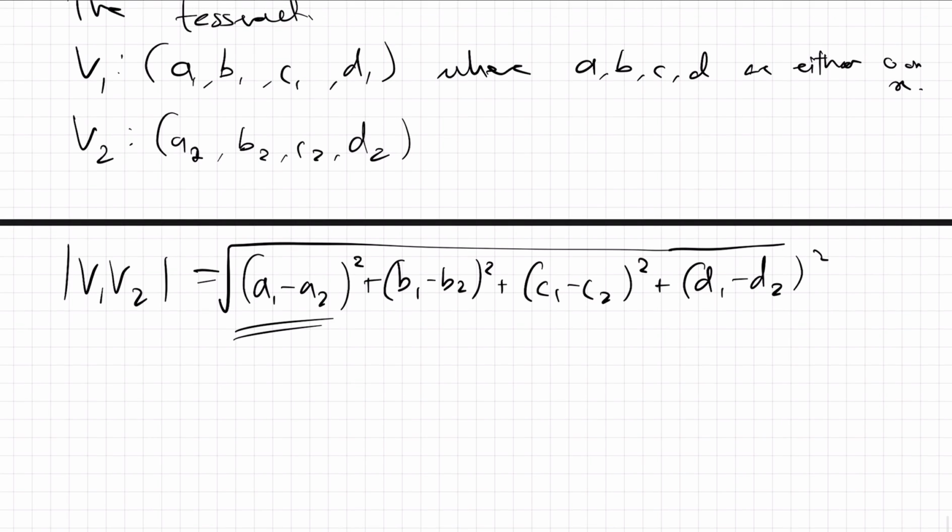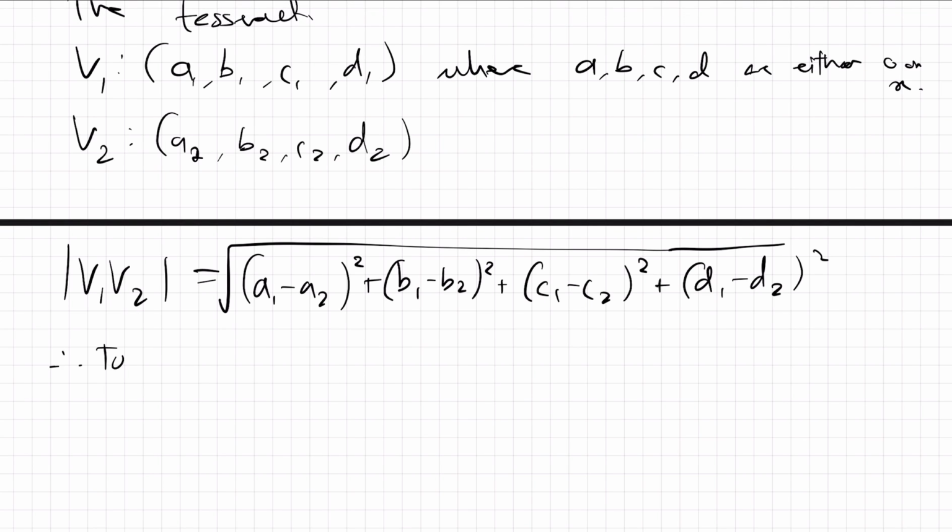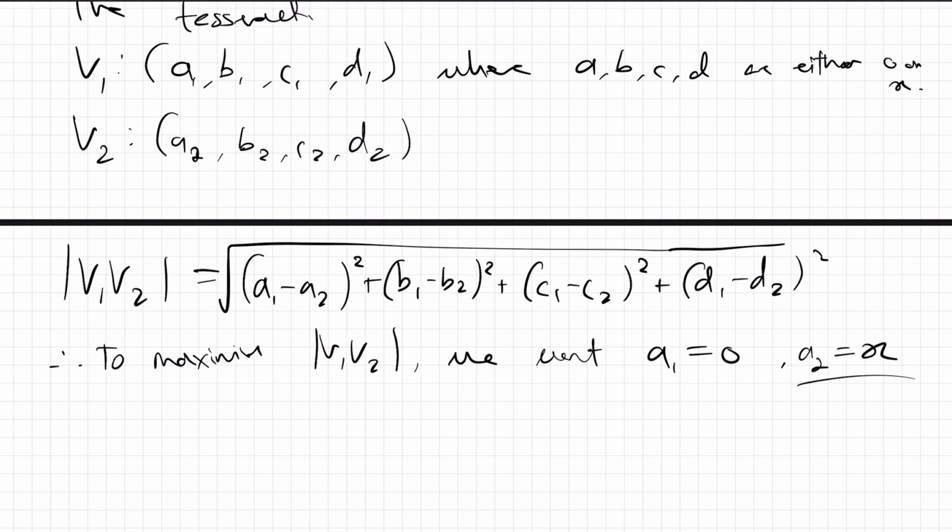And so to maximize this distance, to maximize V1, V2, we want A1 to be equal to 0 and A2 to be equal to x, the non-zero number.